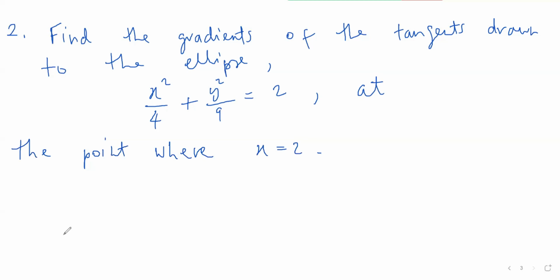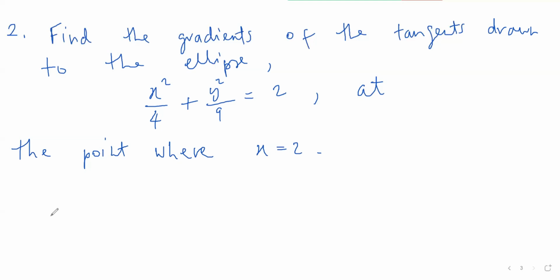When x is 2, you're going to get 2 y values that are on the ellipse. And at those 2 points on the ellipse, you're going to have tangents. And of course, those tangents have gradients. Each of them has a gradient. So they say find the gradients of the tangents drawn to the ellipse at the point where x is equal to 2. That's 2 gradients corresponding to 2 different tangents to the ellipse that is given here.